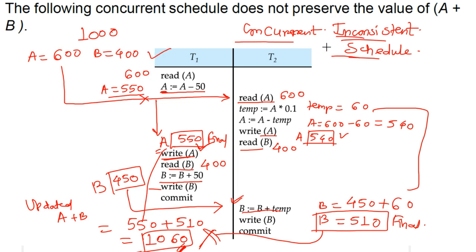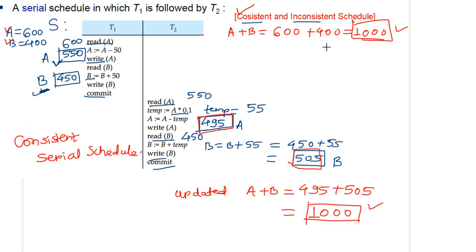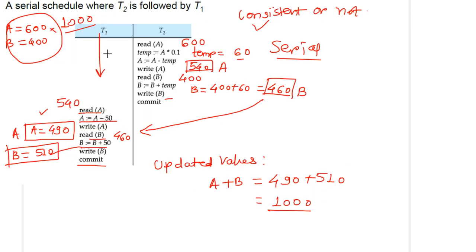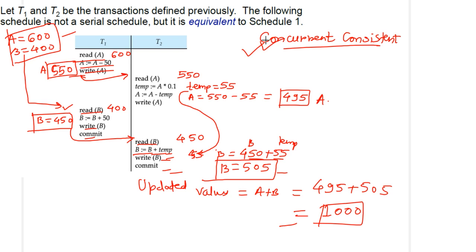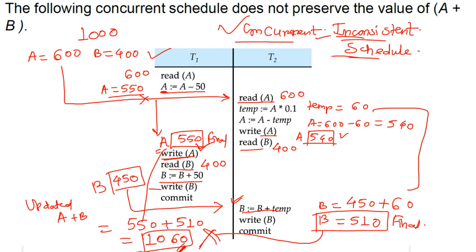Hope you understood this example. We have seen in this lecture that this is the serial schedule, that is it was a consistent serial schedule. This is also a consistent serial schedule. This is a concurrent consistent schedule, and this is a concurrent inconsistent schedule.